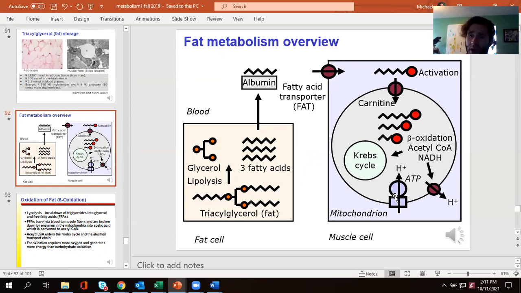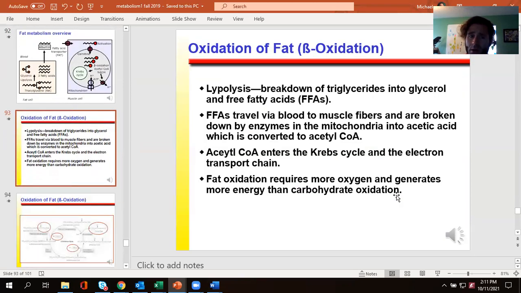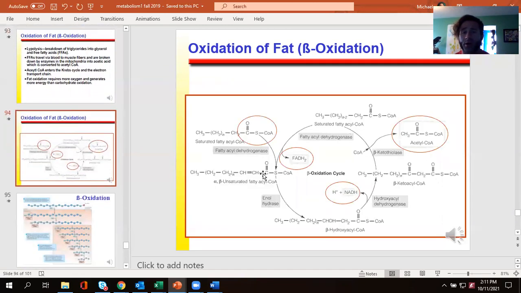It's a lot. Listen to it multiple times if you guys need to, so you understand it. So break down triglycerides, so 3 fatty acids bound up to 1 glycerol, into those basic components, put it into the bloodstream, where in turn, it's going to be broken down into acetic acid, converts to acetyl-CoA. That in turn is going to go through the citric acid cycle and electron transport chain, and it requires way more oxygen to get this party going. However, it generates a lot more energy.